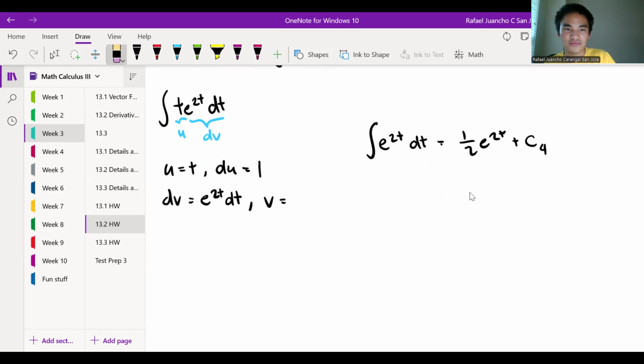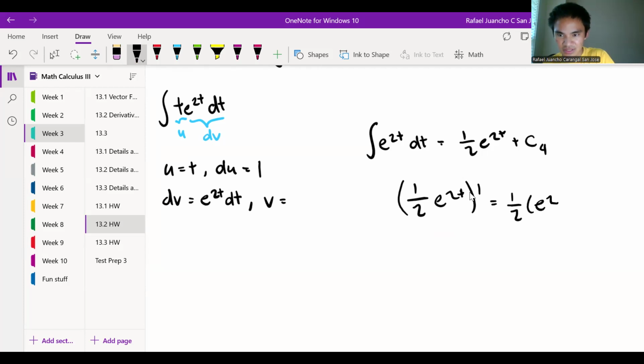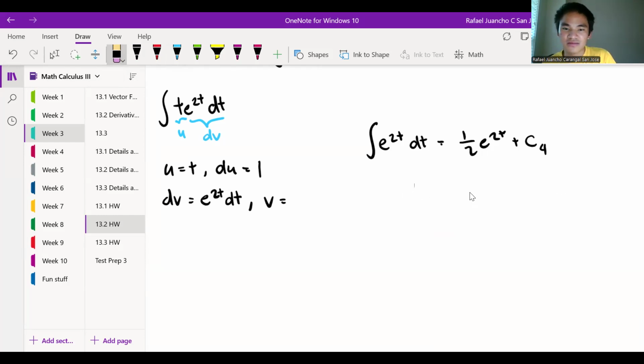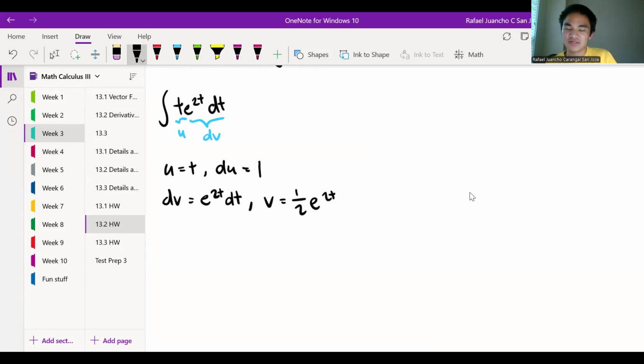Because now, if I take the derivative of this thing, I get 1/2, leave it alone, e to the 2t, so that's chain rule. And then I multiply it by 2. So it's 1/2 e to the 2t. We'll assume there's some constant there. We don't need to explicitly say there's a constant here.